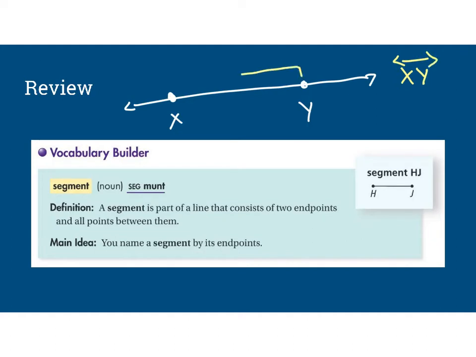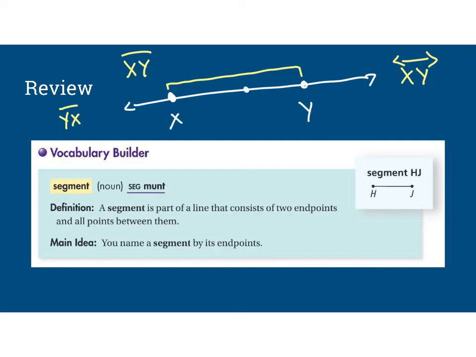But if I just want to talk about the segment in between the two points, what I'm going to denote is XY with the segment symbol over top, no arrowheads on the end. And the way I name it, remember, is by its endpoints. So in this case, this could be segment XY, or this could be segment YX. It doesn't matter which way you go, but you need to have a start and you need to have a stop to your naming.